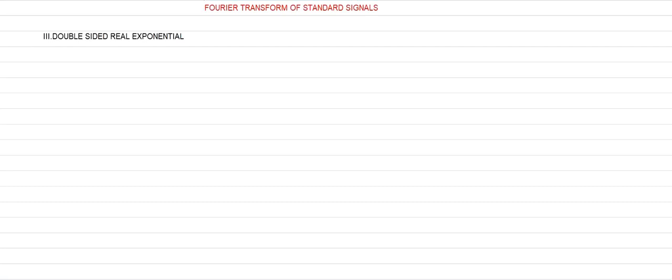So in the last class we started the concept of Fourier transform of the standard signals. We completed two signals in the last class. Number one is the Fourier transform of the unit impulse function, which is equal to 1.